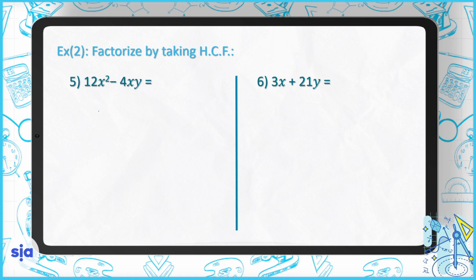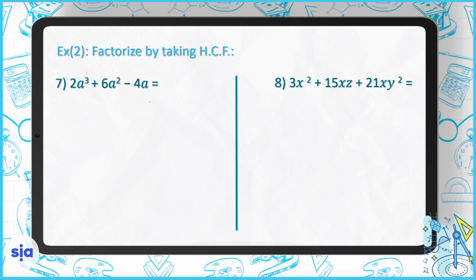12x squared minus 4xy. The HCF is 4x. Then open bracket, 3x minus y. Next, question 6, 3x plus 21y. The HCF is 3, and then we divide every term by the HCF, so it's x, plus we divide this by 3, it's also 7y.